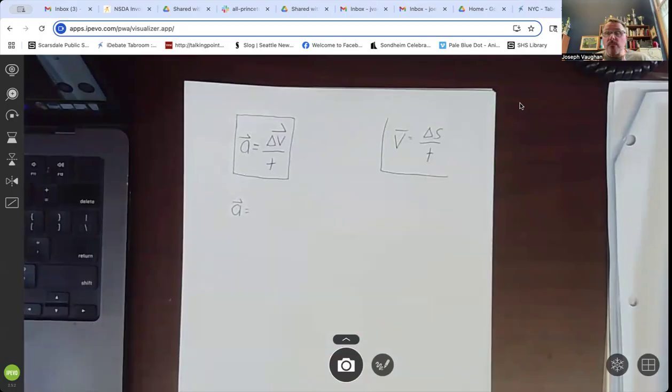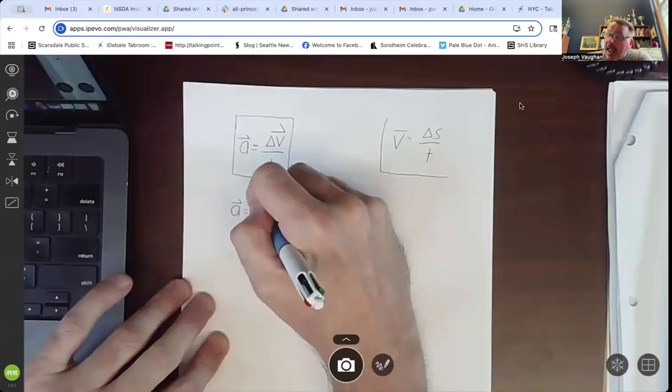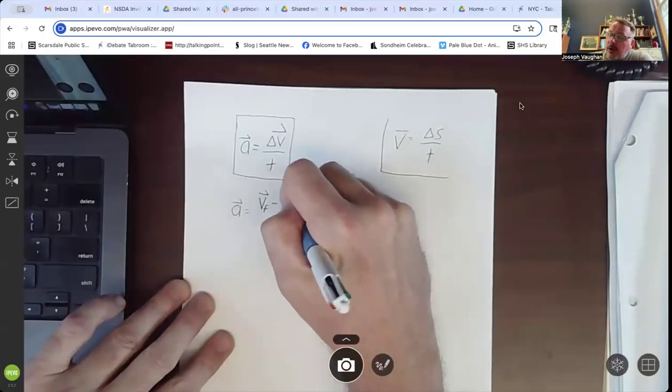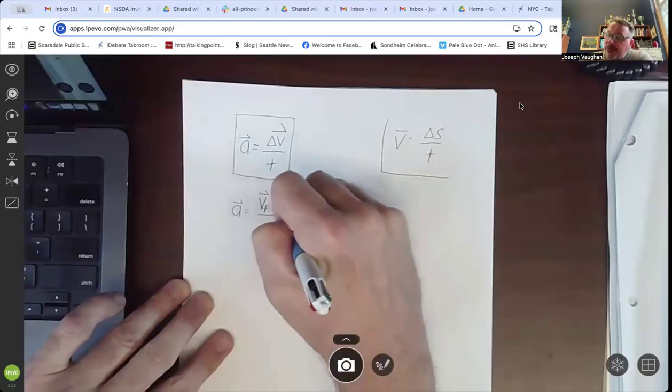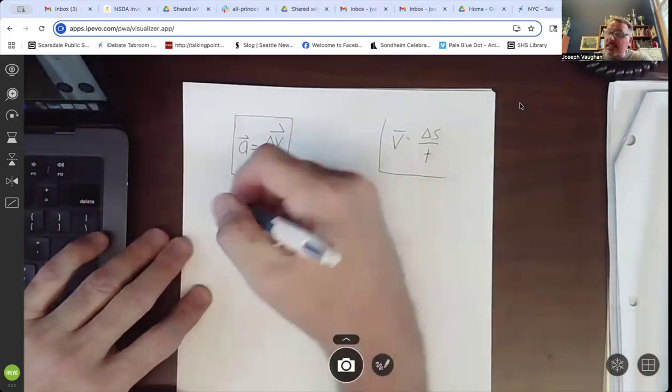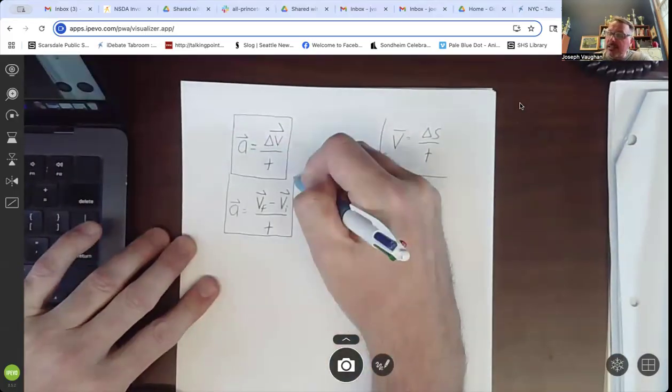Instead, we're talking about how things change through time when we're talking about rates. So we don't want to talk about one and two. We want to talk about an initial situation and a final situation. And a delta always expands into final minus initial. So that says the final velocity minus the initial velocity divided by the time is equal to the acceleration. So that's an expansion of this.